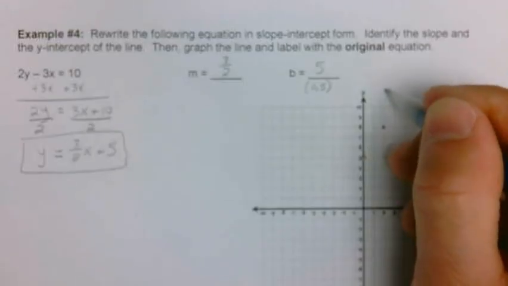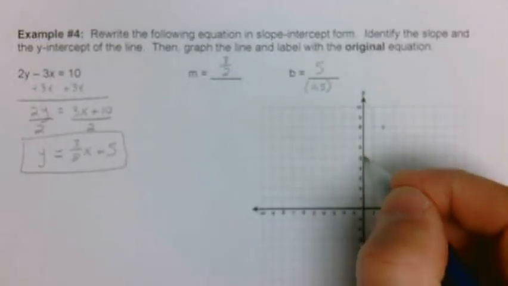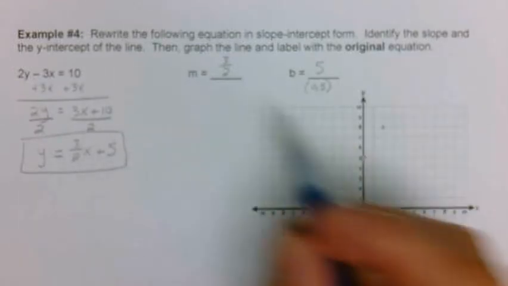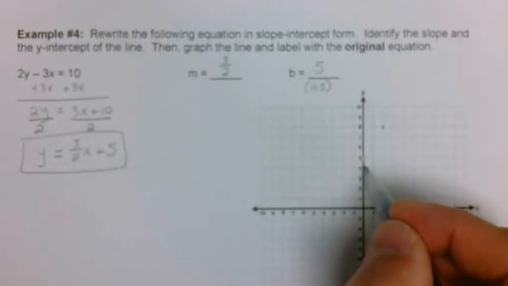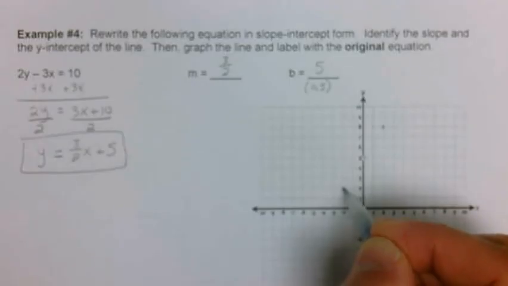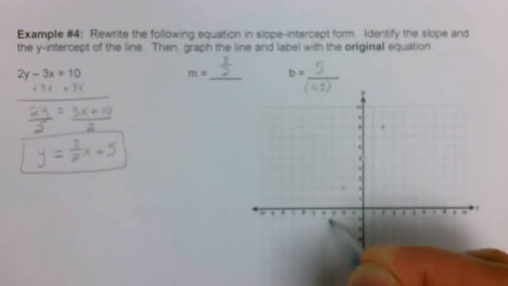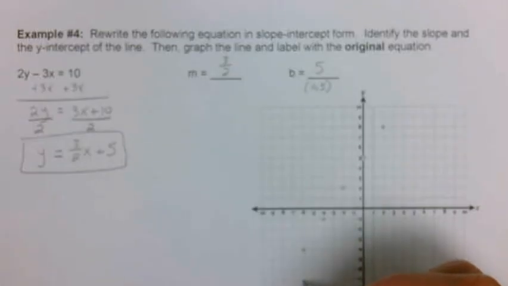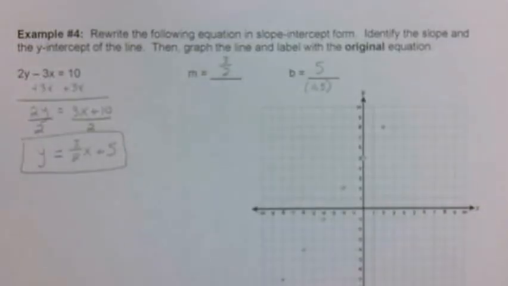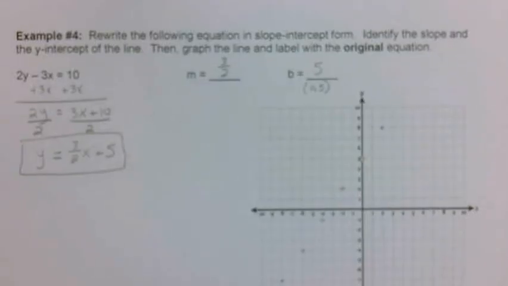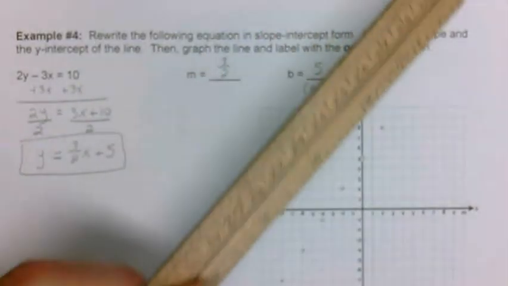Go up 3, well, I'm actually going to fall off the graph, so let's go back to the y-intercept, and we can go the other direction. We'll go down 3 and left 2. Down 3, left 2, down 3, left 2, and that got us a few more points. Now let's use our ruler and connect them.